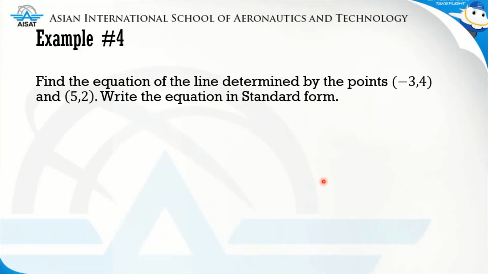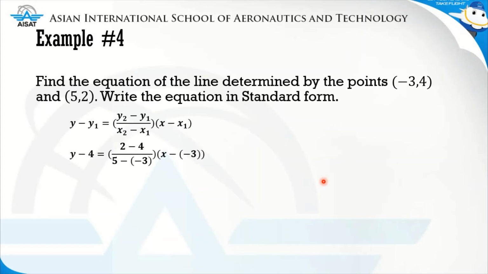Now let's have example 4. Find the equation of the line determined by the points -3, 4, and 5, 2. Write the equation in standard form. So first, we have here our two-point formula, and then we'll substitute the given points -3, 4, and 5, 2. So this becomes y minus 4 is equal to 2 minus 4 all over 5 minus -3 times the quantity of x minus -3.